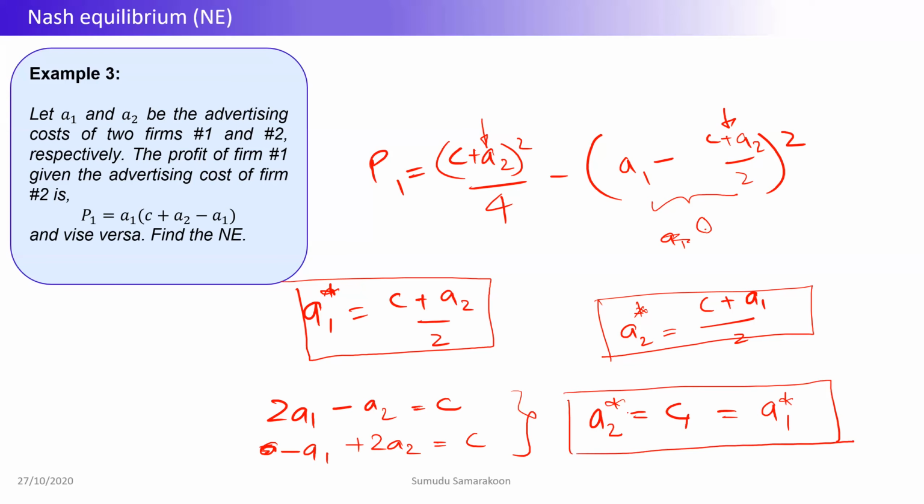So that means if firms 1 and 2 decide to use C as their advertising cost, neither of the firms would gain by deviating from it. So basically, this is the strategy they have to pick, and the payoffs would be identical in this case because this would cancel out the C square, right? So these two choices together constitute the Nash equilibrium in this example.